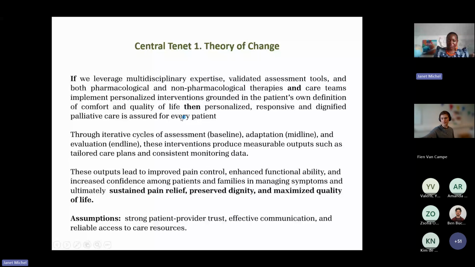So these interventions then will produce some outputs, like tailored care plans, and then the outputs will lead to improved pain and enhanced functional ability, and consequently sustained pain relief, preserved dignity, or maximized quality of life. But it's so important to have these assumptions tested. For us to achieve this, we need to have strong patient-provider trust. We need to test this and make sure that it is a true assumption. Is there effective communication? Is there reliable access to care resources?